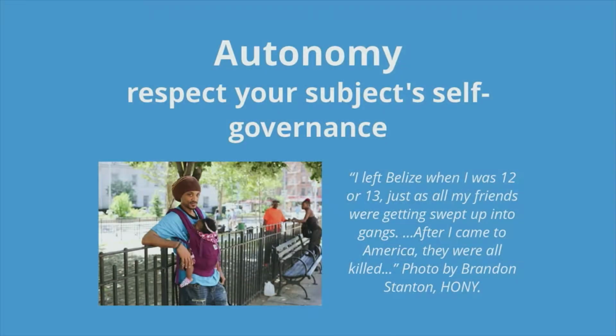So how about this? This is a better example. If an image must be produced while respecting your subject's autonomy and self-governance, what about an image like this? This is a nice one. Have you discovered Humans of New York, H-O-N-Y, Honey? I'm sure you know of this guy, Brandon Stanton. He does wonderful TED Talks that you can take a look at. And this is a picture that he took of a gentleman in New York.